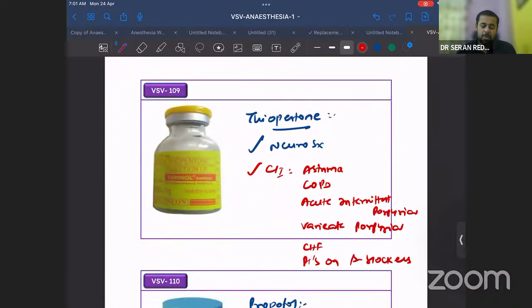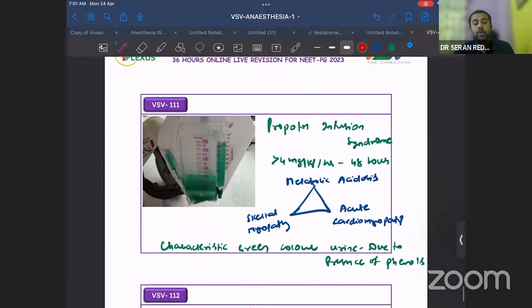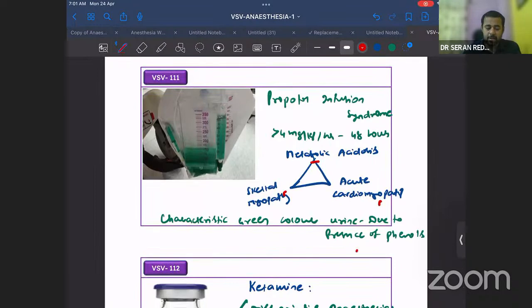Then a couple of points to remember. Thiopentone is used in neurosurgeries, and is contraindicated in asthma, COPD, acute intermittent porphyria, variegate porphyria, congestive heart failure, and patients on beta blockers. And propofol, important points to remember: it is the IV induction agent of choice for daycare surgeries, LMA insertion, ICU sedation, and total intravenous anesthesia, along with remifentanil or the fentanyl group, because it has maximal inhibition of airway reflexes. In propofol infusion syndrome, if you use more than 4 milligrams per kg per hour for more than 48 hours, it may cause metabolic acidosis, skeletal myopathy, and acute cardiomyopathy. And it has a characteristic green color urine due to the presence of phenols.